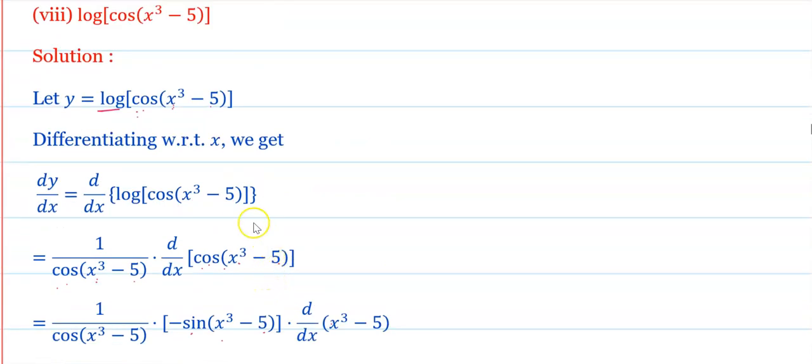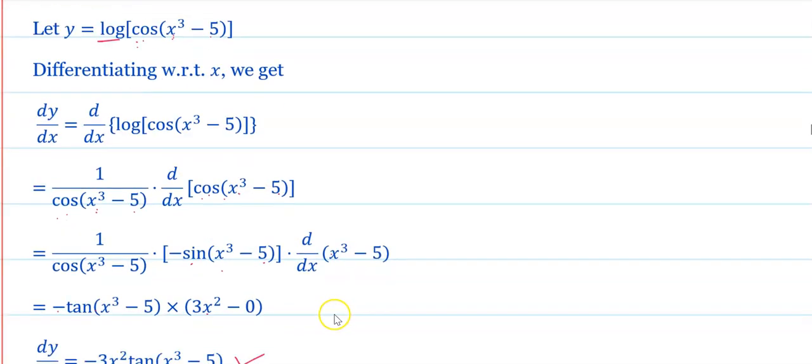Okay, पुन्हा तुम्ही ते बघू शकताय. Main function cos, then main function log, then cos. Okay, and then find out the derivative of x cube minus 5. These are the steps. First is log, then cos, then x cube.